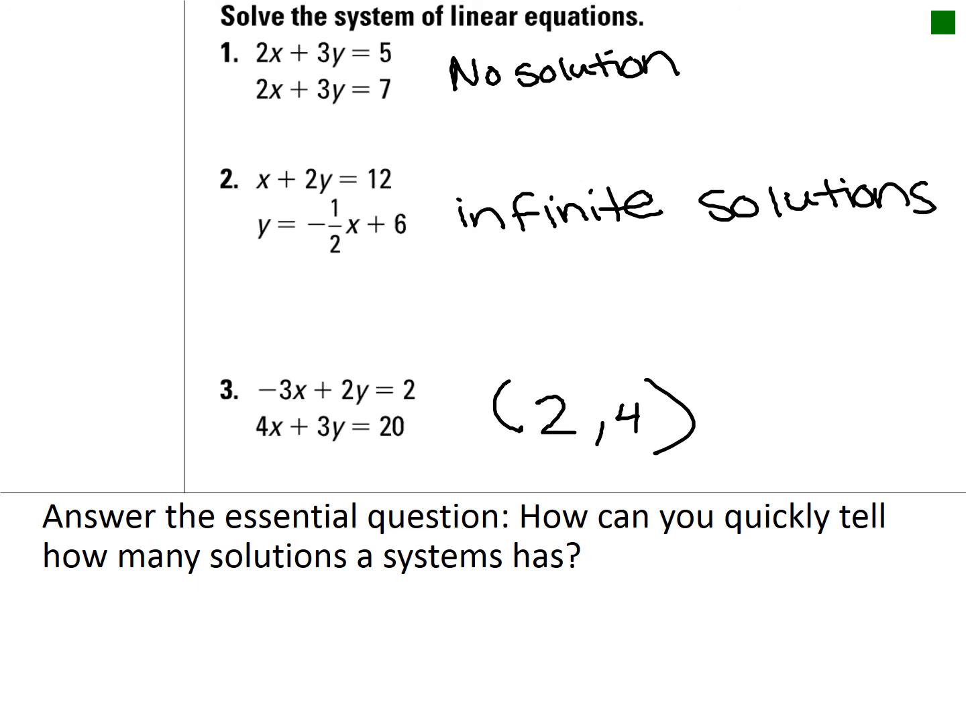All right, your last thing that you need to do is please answer this question right here. How can you quickly tell? There's a pattern that we were going through for you being able to quickly tell.